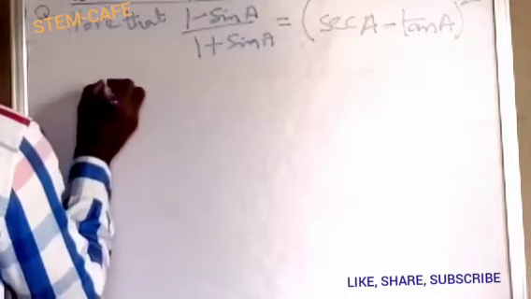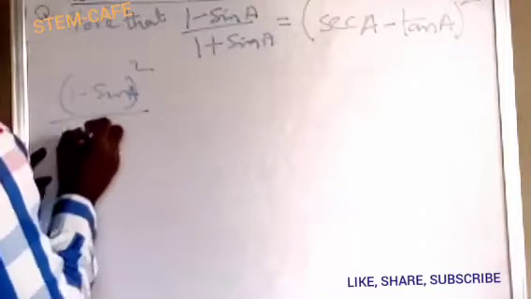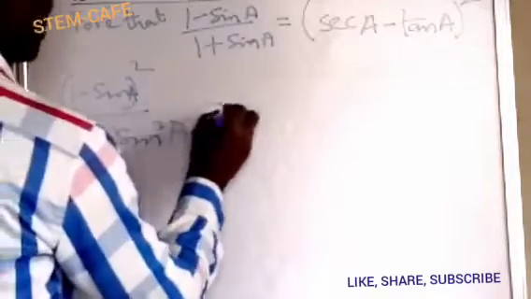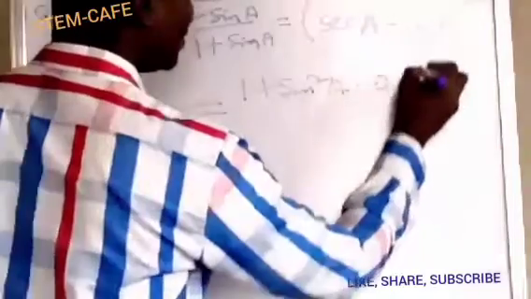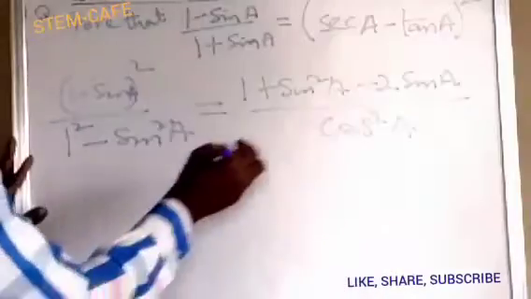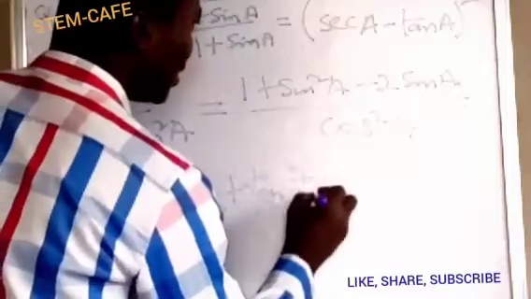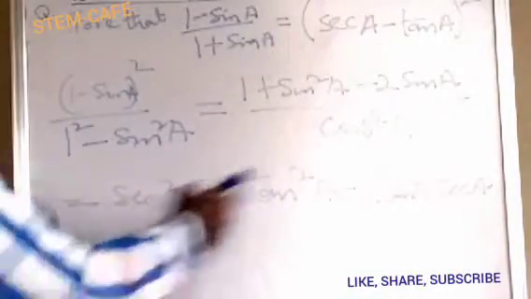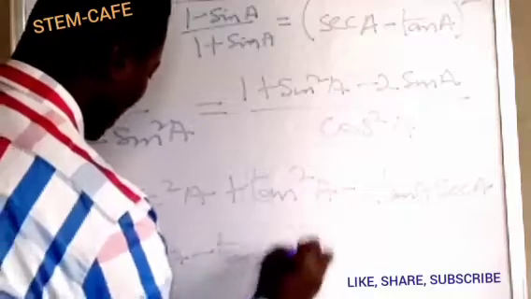So we have (1 minus sin A) all squared over 1 minus sin square A. The numerator 1 squared plus sin square A minus 2 sin A. And 1 minus sin square A is equal to cos square A. So it's going to give us sec square A plus tan square A minus 2 tan A sec A. On factorizing, we are going to have (sec A minus tan A) all squared.